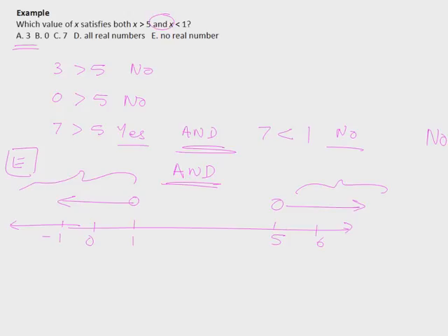How can that be possible? These two regions have nothing in common. So no solution. So E is correct. No real number can be greater than 5 and less than 1 at the same time.